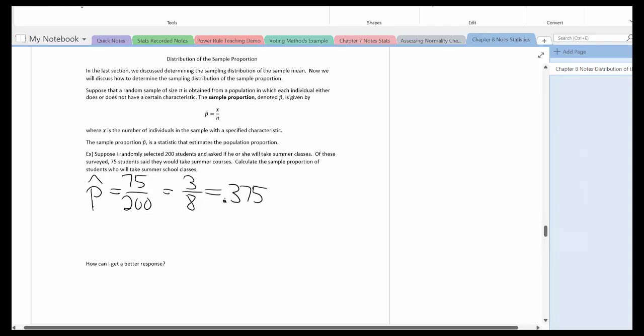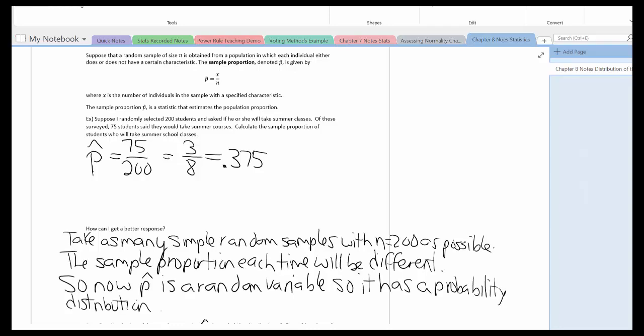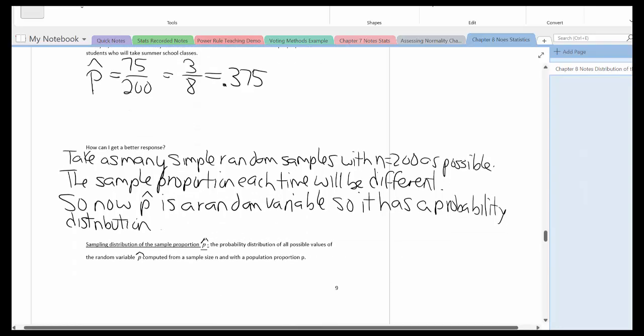Now, how can we get a better response for this? Take as many simple random samples with n equal to 200 as possible. Keep in mind the sample proportion each time will be different. So now p hat is a random variable, so it has a probability distribution. The sampling distribution of the sample proportion p hat is the probability distribution of all possible values of the random variable p hat computed from a sample of size n and with a population proportion p.